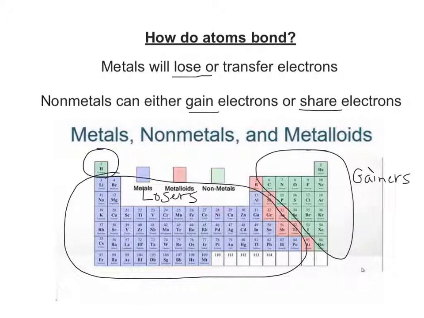So metals lose, nonmetals gain electrons. That will make ionic bonds. Nonmetals can also share electrons.